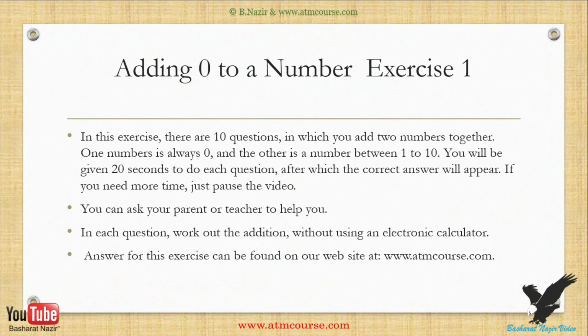In this exercise, there are 10 questions, in which you add two numbers together. One number is always 0, and the other is a number between 1 to 10. You will be given 20 seconds to do each question, after which the correct answer will appear. If you need more time, just pause the video. You can ask your parent or teacher to help you. In each question, work out the addition, without using an electronic calculator. Answer for this exercise can be found on our website.